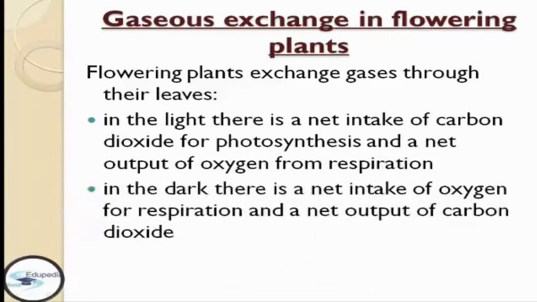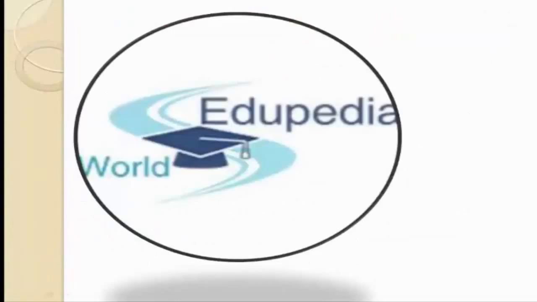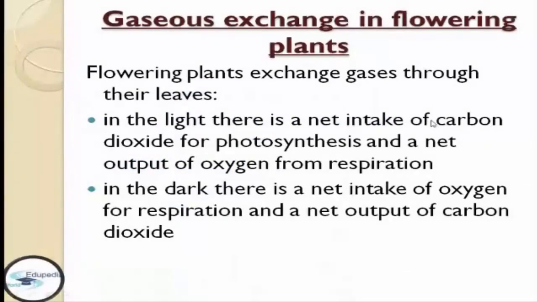We have here a review of the respiration process. In the light, the plant takes in carbon dioxide and produces oxygen, while in the dark, it takes in oxygen and outputs carbon dioxide.